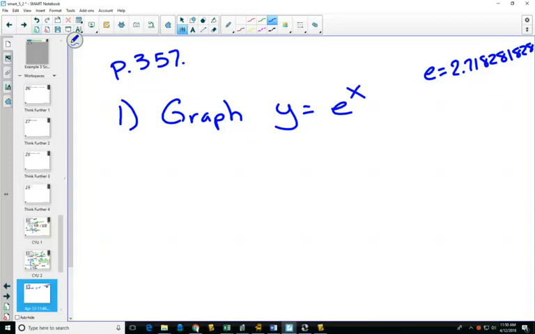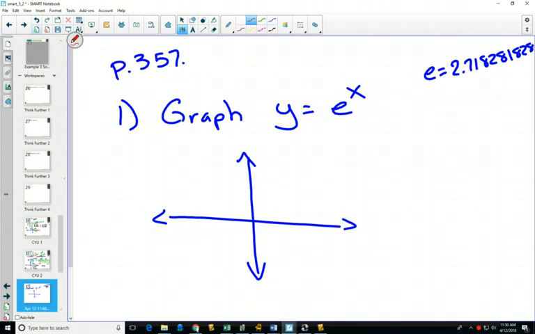You can graph any number that's a base. It's exactly the same as graphing 2 to the x. It's exactly the same as graphing 3 to the x. You're going to have an asymptote. Where do all of our exponential functions have asymptotes? At y equals 0. What point does every single exponential function have? 0, 1.